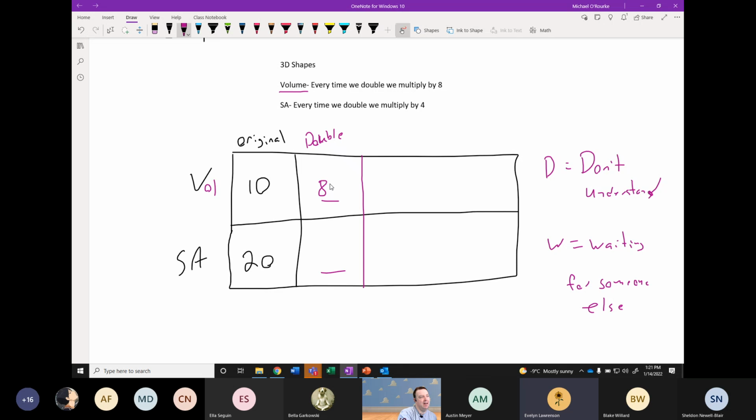It's going to be 80. 10 times 8. Okay. And what are we going to do with the surface area? Surface area is also going to be 80. We're going to times it by 4. It just happens to be both. Okay.